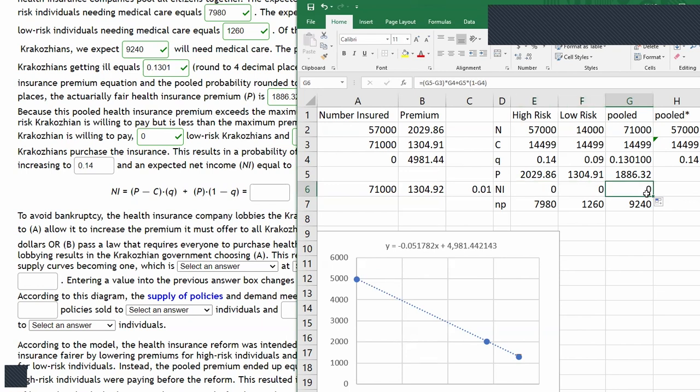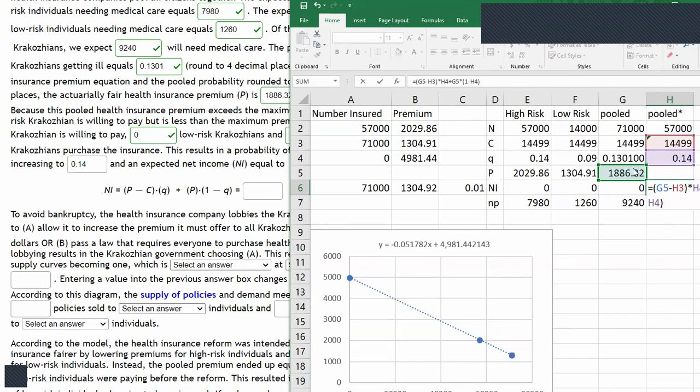The 14,000 low-risk Caucasians exited the pool. The government forces the insurance company to keep the pooled premium at $1,886.32. With all the low-risk people exiting the pool, the probability of the medical treatment costing $14,499, the probability of that expense is 0.14. And that would result in a net income equal to a negative $144. To 2 decimal places, a negative $143.54.